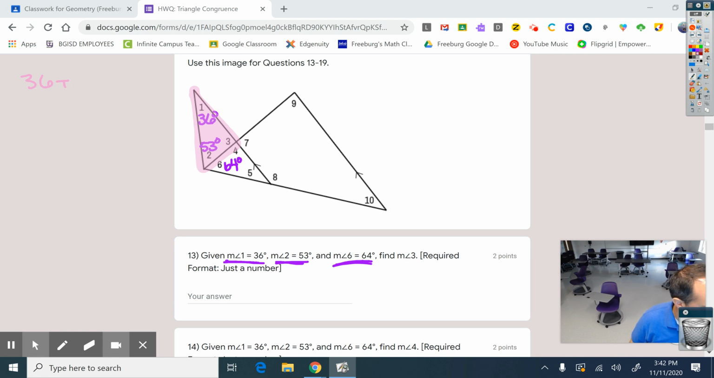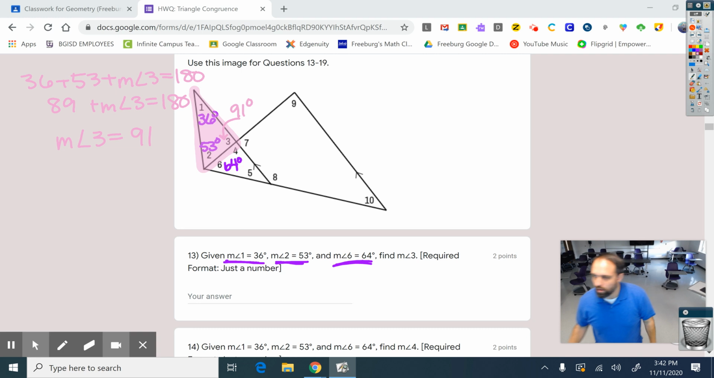36 plus 53 plus angle 3 is going to equal 180. So 89 plus measure angle 3 is going to equal 180. Measure angle 3, when we subtract 89 from both sides, is 91. And so this is 91 degrees.